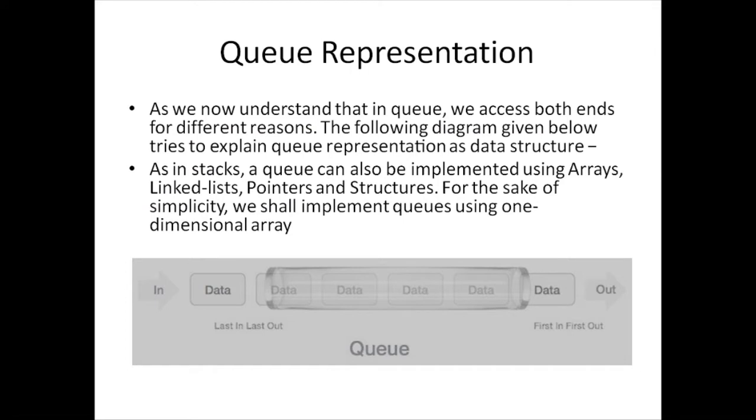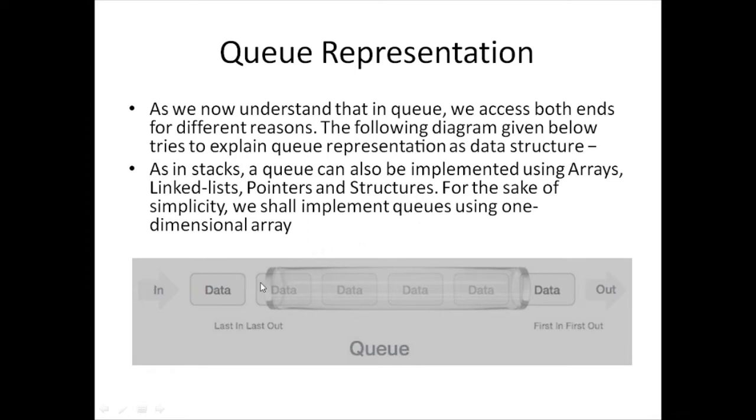Queue representation. As we now understand, in a queue we access both ends for different reasons. The diagram given below tries to explain queue representation as a data structure. So as in stacks, a queue can also be implemented using arrays, linked lists, pointers, and structures. For the sake of simplicity, we shall implement queues using a one-dimensional array.